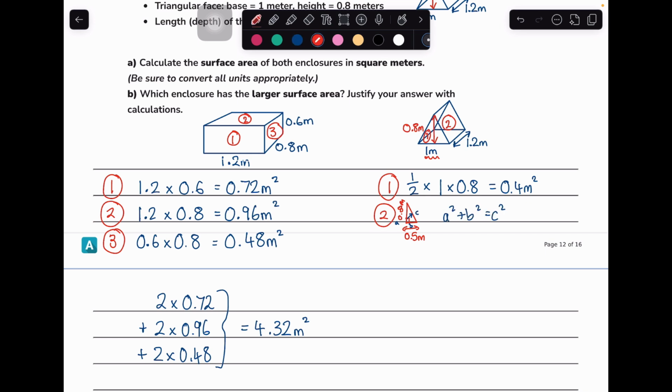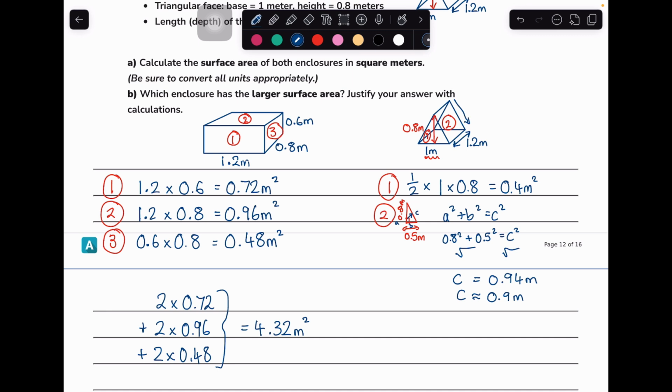I know that a and b are 0.8 squared plus 0.5 squared equals c squared. And then, of course, I need to square root both sides to find out what c is. So c is equal to 0.94 meters. Because all my other dimensions are to 1 decimal place, I'm going to write this as 0.9 meters to 1 decimal place also. So now I have the slanted height.